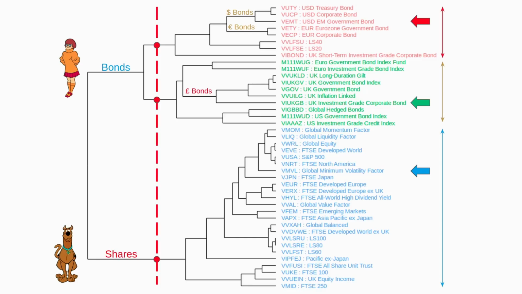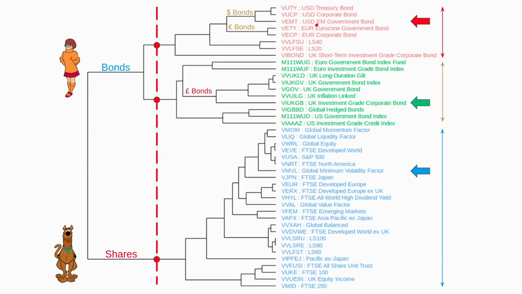And this is what the correlation tree looks like using the latest data. It splits very cleanly into bonds at the top and shares at the bottom. Bonds I've characterized with Velma because they're kind of boring, and shares I've characterized as Scooby-Doo because Scooby is a little bit exciting and a little bit crazy. And notice how I've chosen one fund from each part of the tree. That way I'm not doubling up my risk.